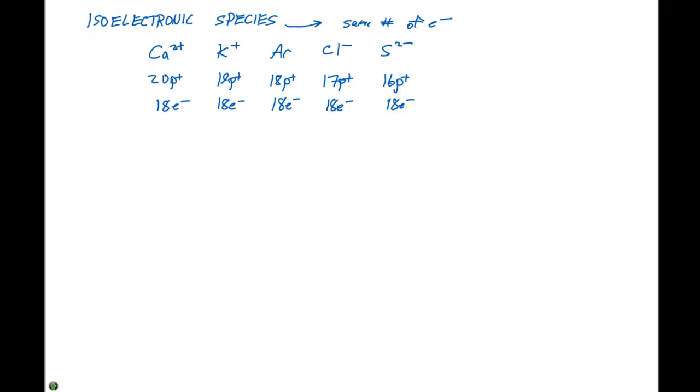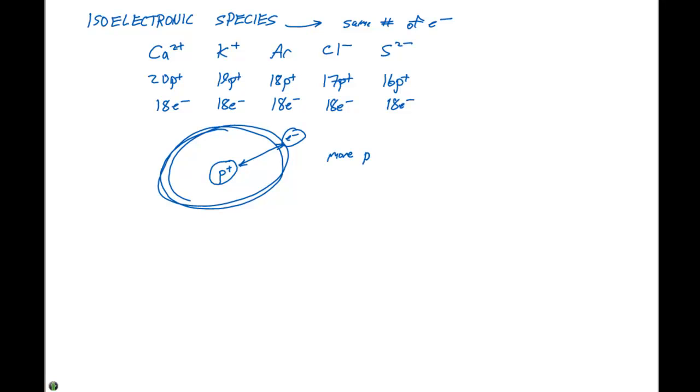So what we can look at here is how the protons in the nucleus will influence the electrons surrounding the nucleus. And there's going to be a force of attraction between the protons and the electrons. So the more protons in the nucleus, the greater the attraction, and the smaller the radii.